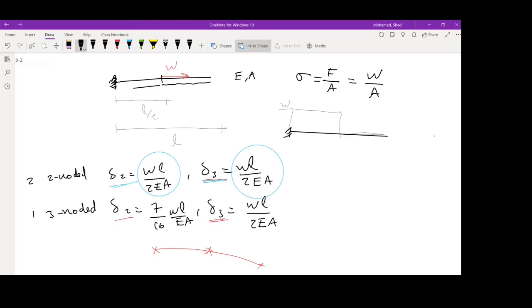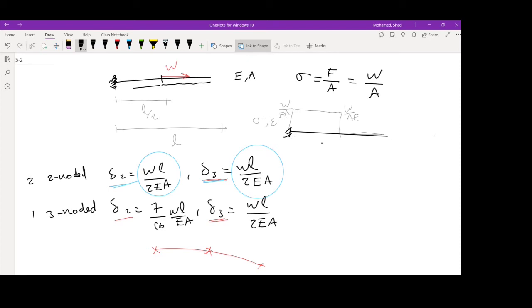And this one is W over A. So this is the amount of stress you have in there. Now, the strain is the same as the stress if you just divide by the elasticity modulus. So I'm just going to write E here and E here. All right, so this is the amount of strain you have.